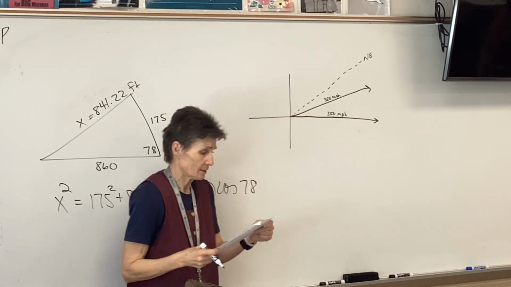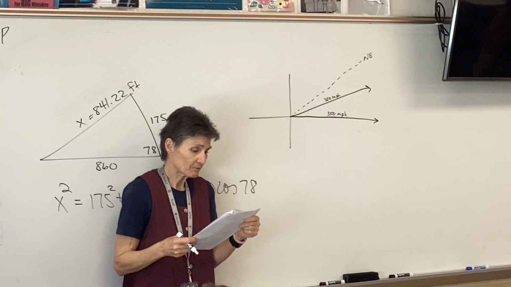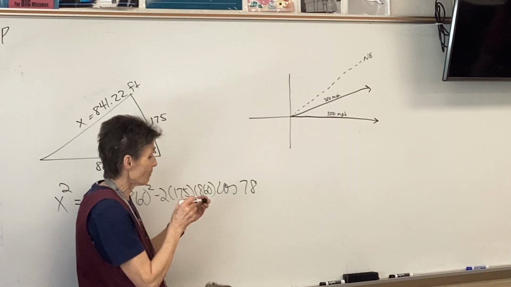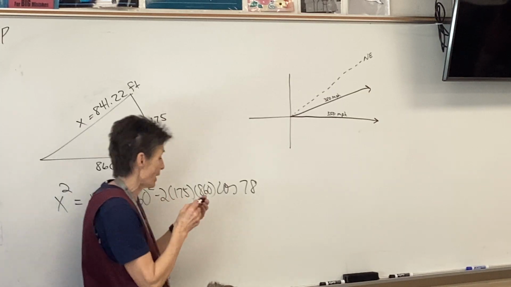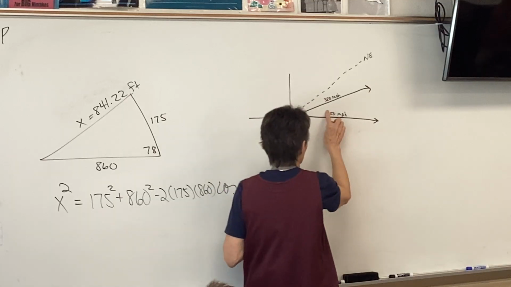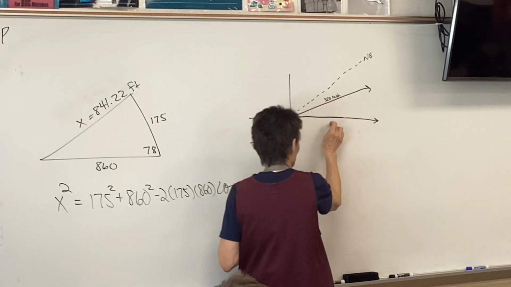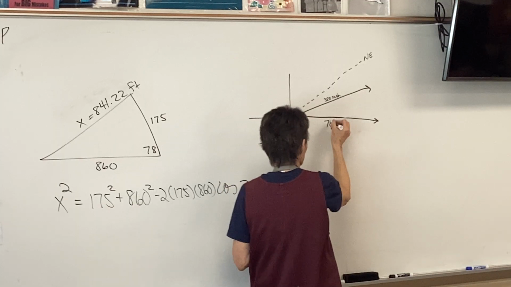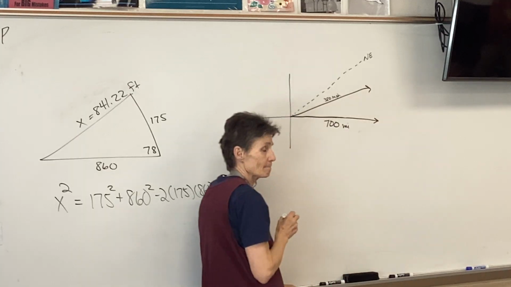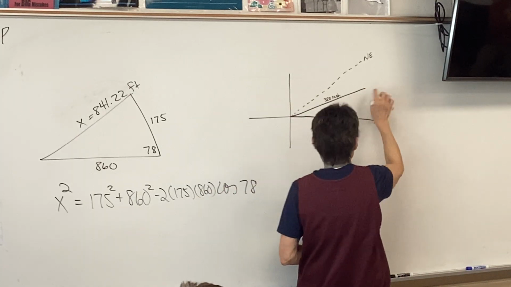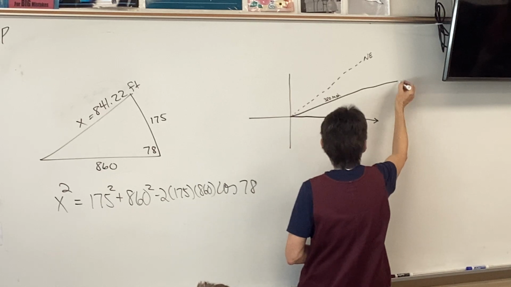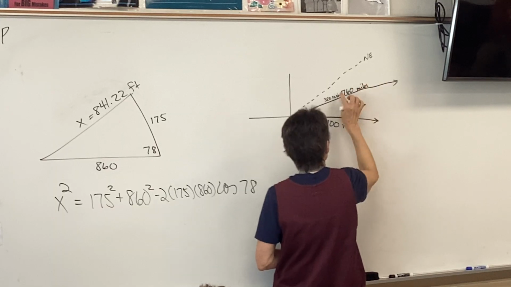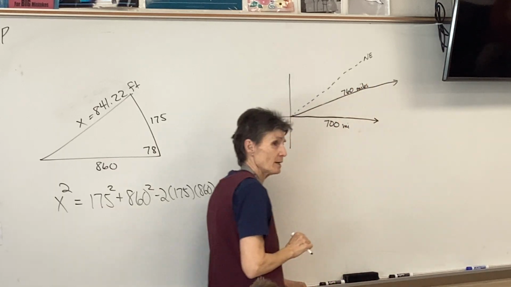How far apart are they after 2 hours, assuming that they fly at the same altitude? Well, let's figure this out first. If he's going 350 miles an hour for 2 hours, isn't this vector 700 miles? And if this guy's going 380, isn't this one 760? Everybody okay with that?